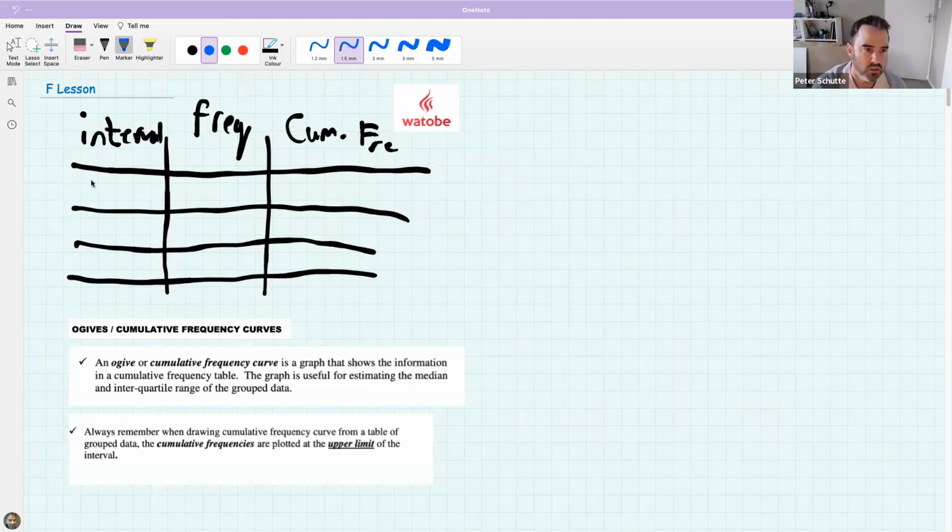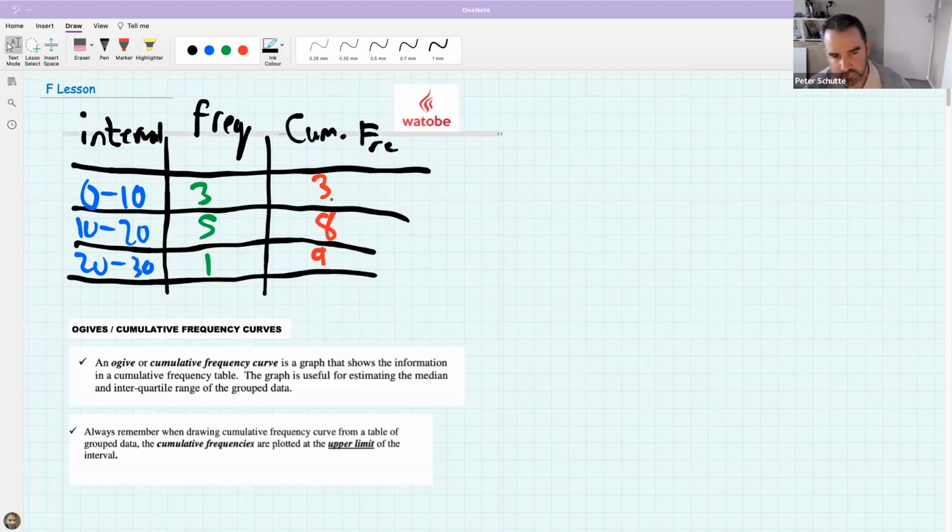I just want to start by asking, is everybody aware of how a grouped data table works? So for example, 0 to 10, 10 to 20, 20 to 30, and let's say we had 3 items in that range, 5 there, 1 there. The cumulative frequency column would be 3, 8, and then 9. Give me a thumbs up if you feel familiar with grouped data, where data falls into intervals, and we have columns for frequency and cumulative frequency.